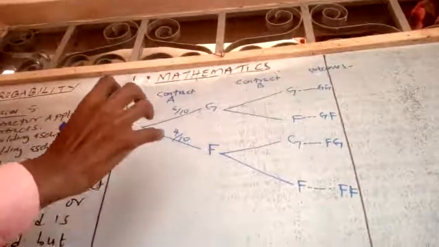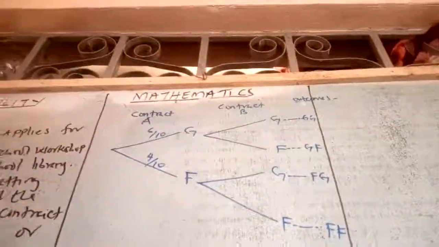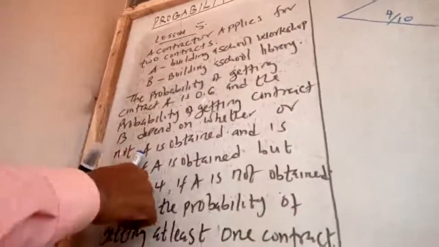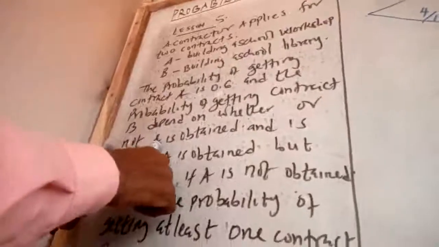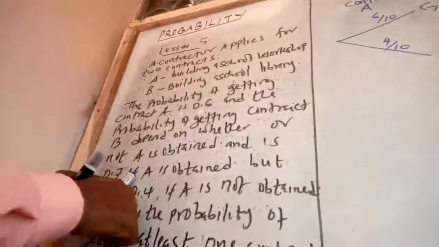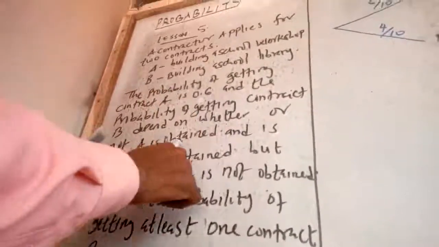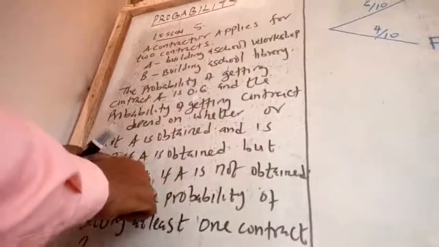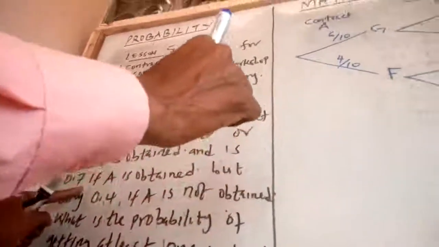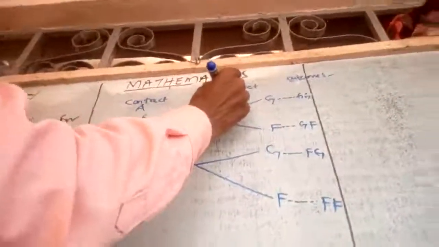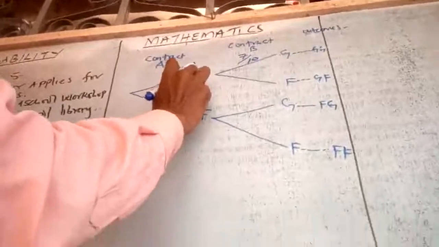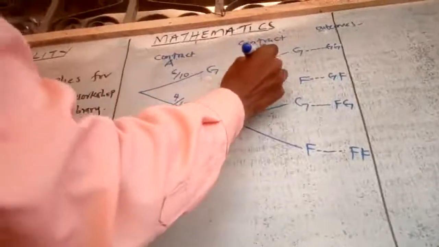So what about the probability of B? The probability of B is well written here. It is stated that the probability of obtaining B is 0.7 if A is obtained. And therefore, 0.7 is equivalent to 7 over 10 if A is obtained, meaning that the other one here should be 3 over 10.